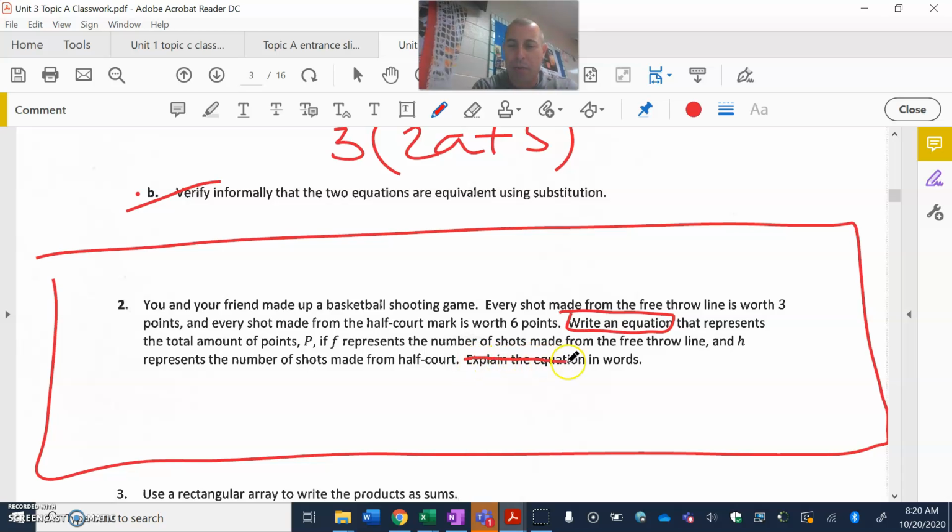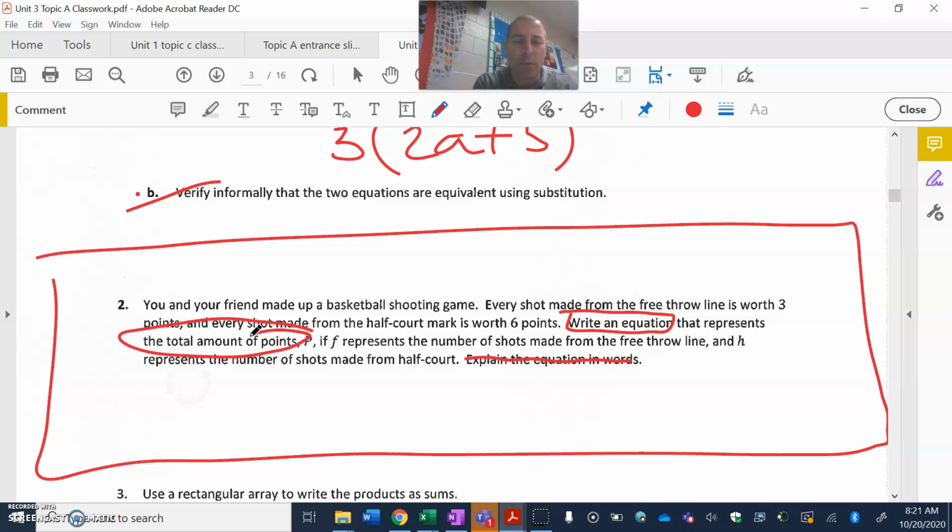We can hold off on the explanation in words because I'm going to end up talking about this with you here. So this is something that we like because it gets us to write mathematically here. So write an equation that represents the total amount of points. Okay, total means what? Total means, yeah, we're going to add things.